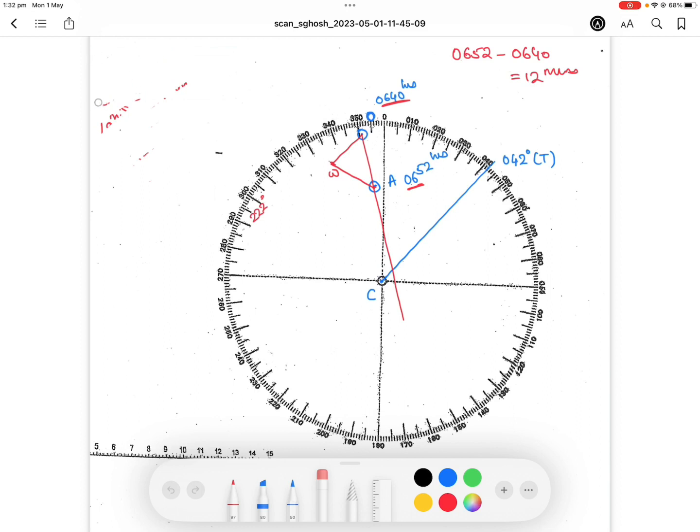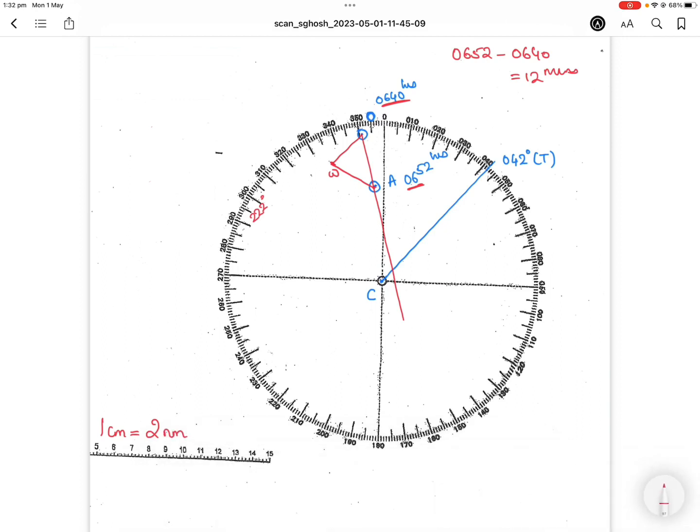Now remember, because my scale is 1 centimeter equals 2 nautical miles, which I should actually write here and then not forget about it, I have to double whatever distances I calculate. That means my 1 centimeter denotes 2 nautical miles on my scale.